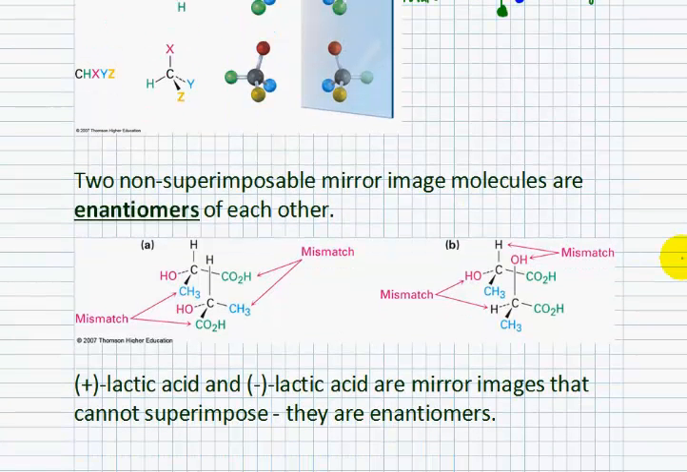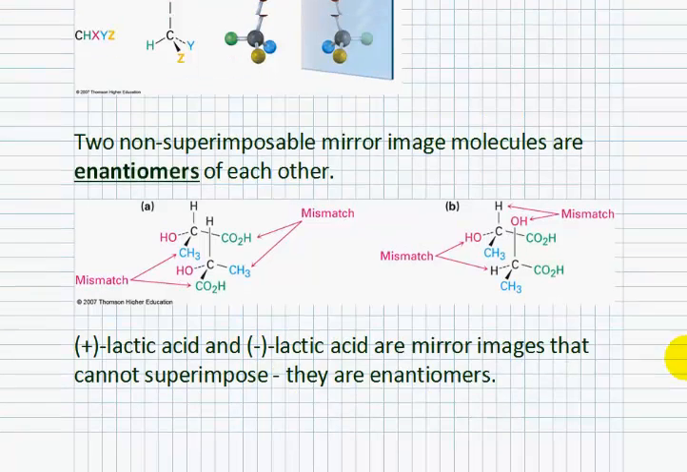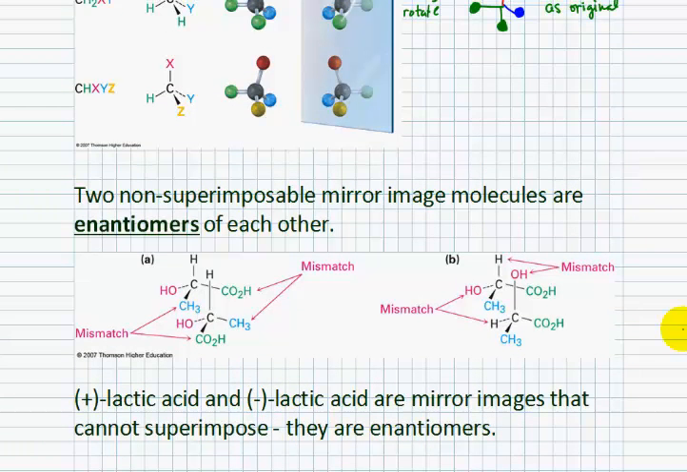One way of indicating each enantiomer is the use of a plus and a minus sign, and we'll talk about what they mean in a moment. But plus lactic acid and minus lactic acid are mirror images of each other that cannot superimpose. They are enantiomers, and I'll show you the structure of those in a few minutes.